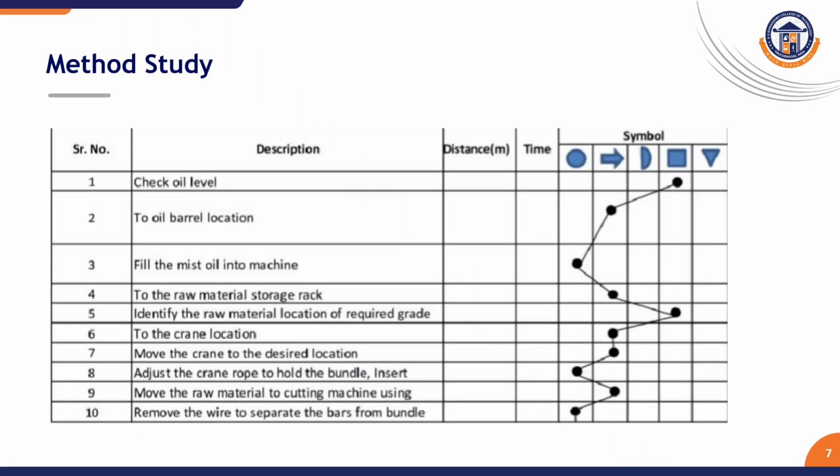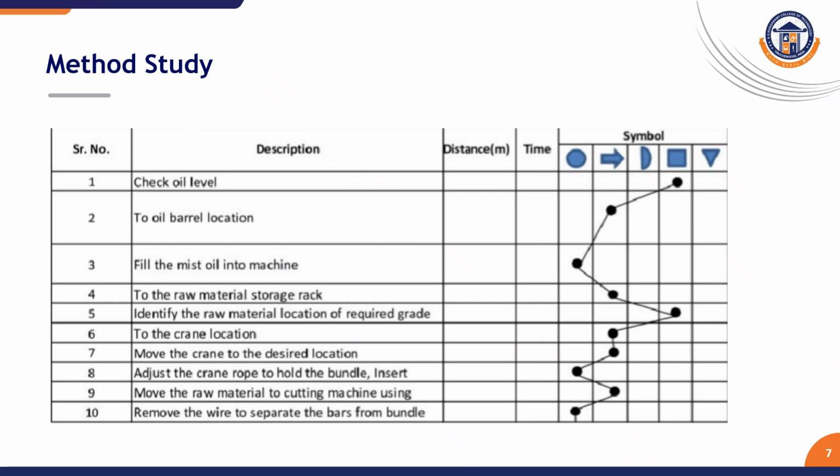Then you see another flow process chart. This is basically to tell you, on the right hand side, the five symbols. The shaded O represents operation. This arrow represents transportation. The third one denotes delay in work. And then the square is an inspection. An upside down triangle is storage.